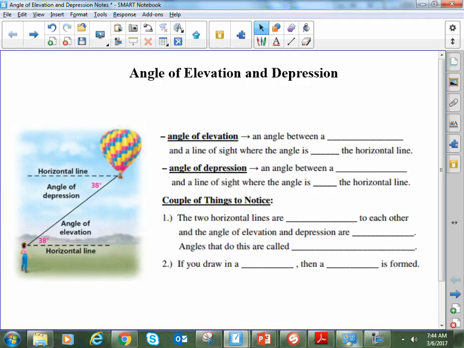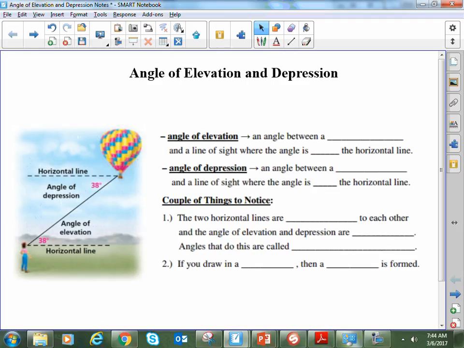So here's some notes that I want you guys to look at for our angle of elevation and angle of depression, because they do kind of get put into different word problems that you'll be trying to figure out. Looking here in the diagram, we see a person staring up at a balloon, and it's a very typical kind of thing where somebody's looking up at something or looking down at something. And we see the terms angle of elevation and angle of depression.